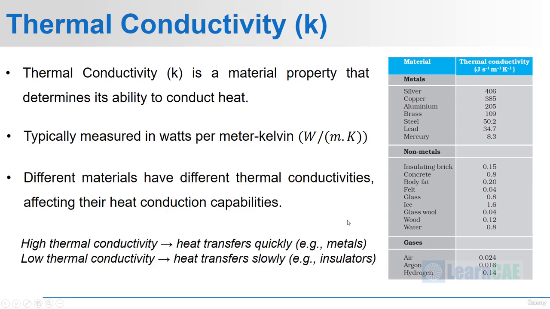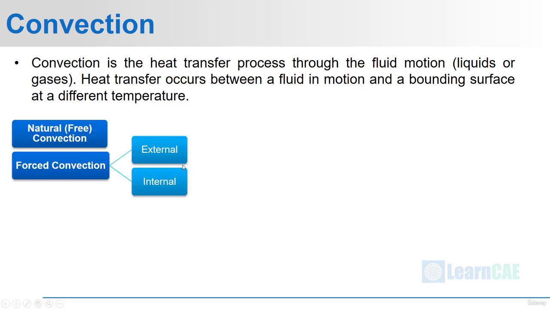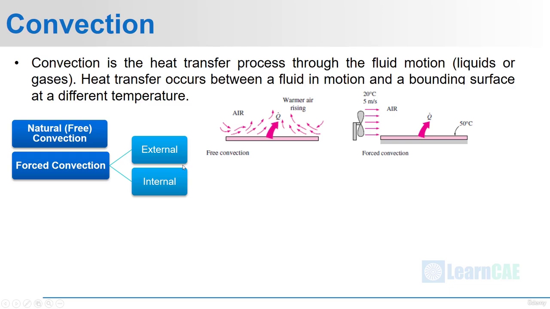High thermal conductivity represents heat transfer happening quickly, example metals, and low thermal conductivity means heat transfer will happen slowly, that is in insulators. Next is convection. Convection is the heat transfer process through the fluid motion, that is in liquids or gases, and the heat transfer occurs between a fluid in motion and a bounding surface at a different temperature. As we have seen earlier, there are two types of convection, natural and forced convection, and inside forced convection, there are two categories, that is external and internal forced convection.